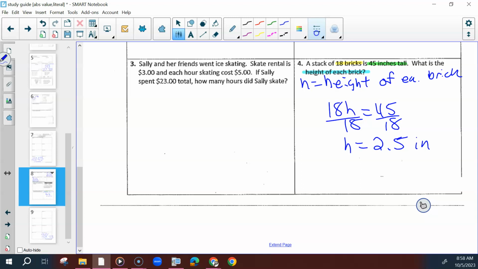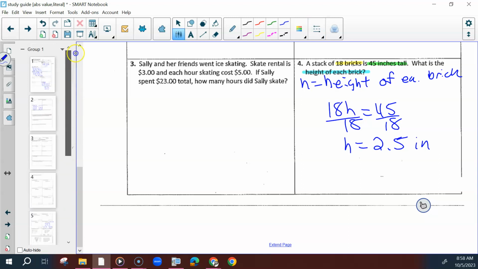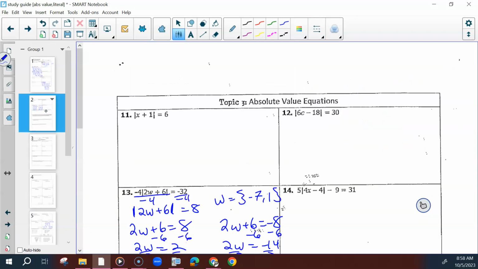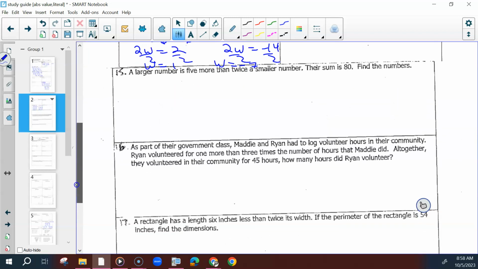On the back of the first page, there are some more word problems. Don't worry too much about 18, because those won't be on there. But anything else is fair game. So questions on 15 through 17.